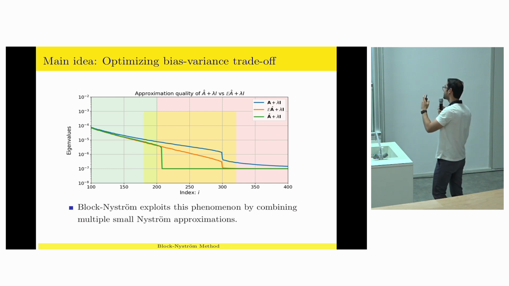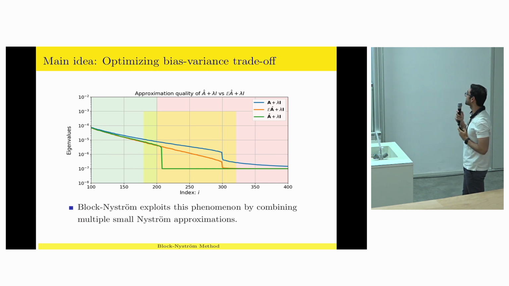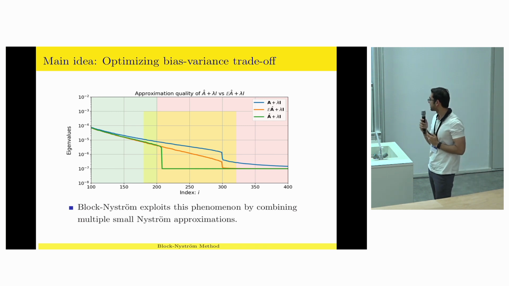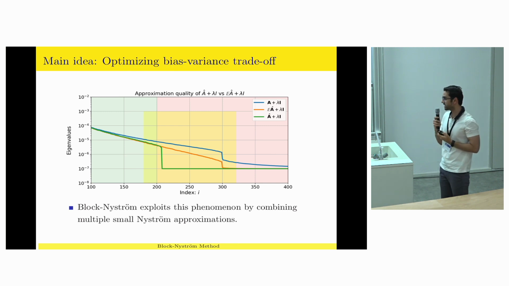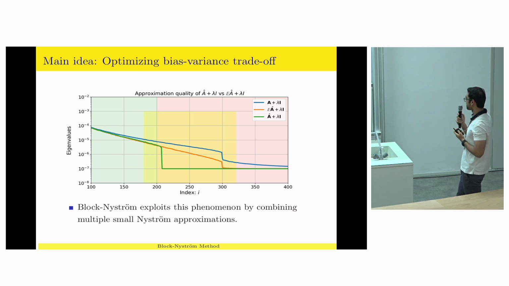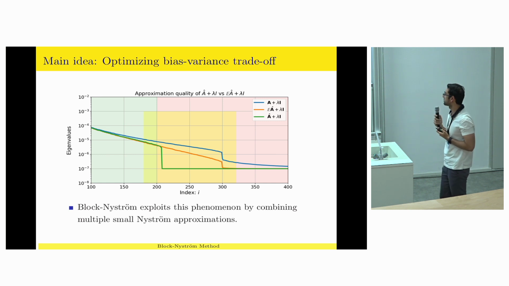But the good point is, this orange one, which is the regularized expected Nystrom, is much better than the regularized Nystrom. This is the main observation that we exploit in our construction of block Nystrom. We cannot use the expected Nystrom, but we combine multiple small Nystroms to propose this data structure. And we exploit this phenomenon by using matrix concentration inequalities.